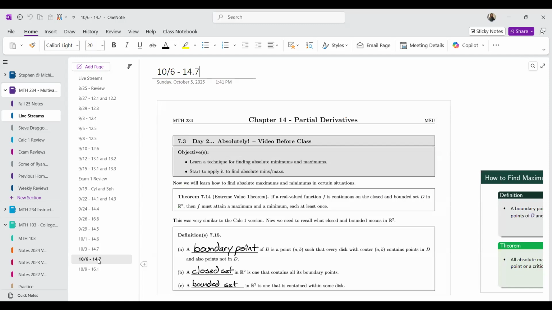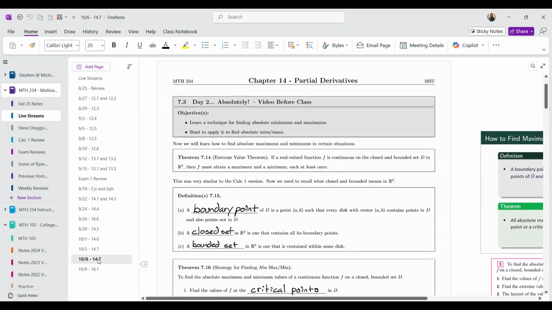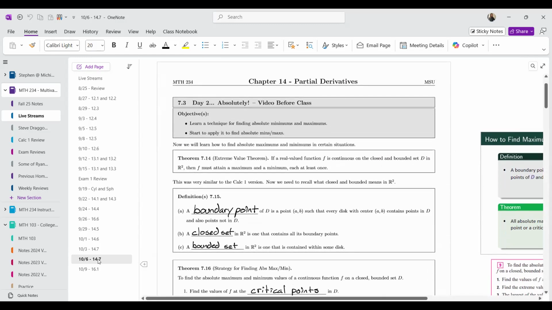Where we're going to, again, upgrade one of our ideas from Calc 1 to have it work for Calc 3. In particular, we're going to be looking at absolute maximums and minimums. And in order to do that, we need to be on a closed and bounded set. So let's start talking about that.